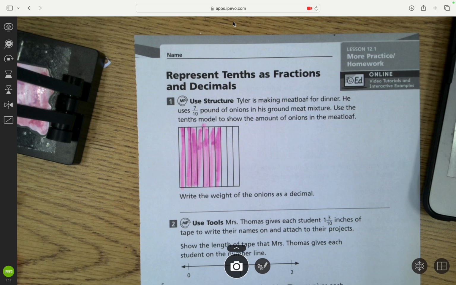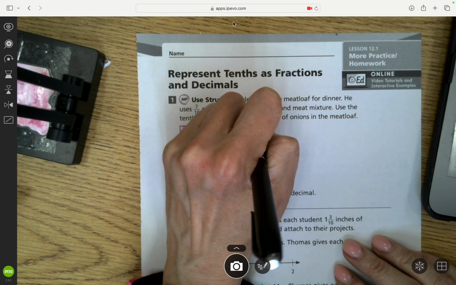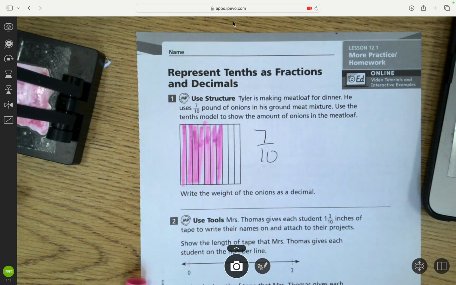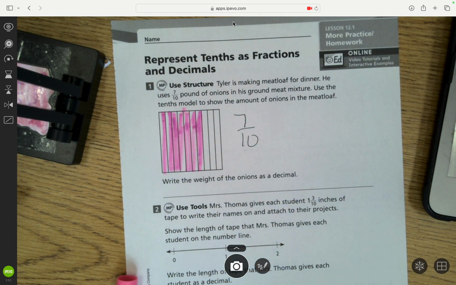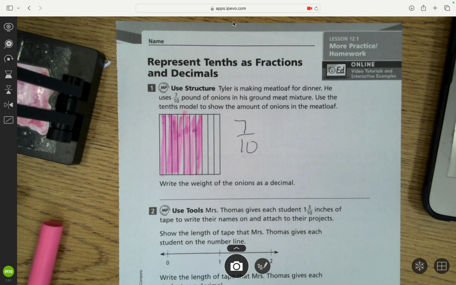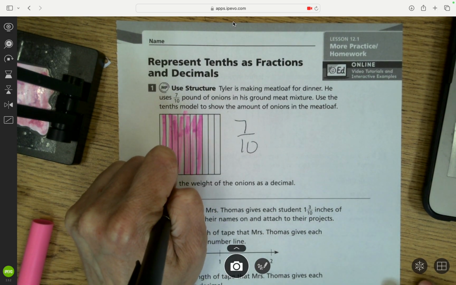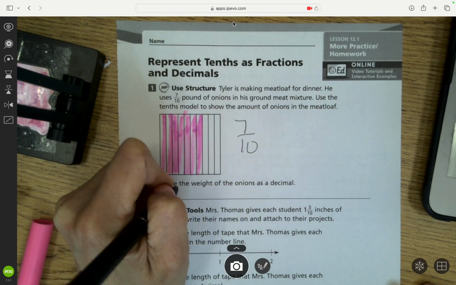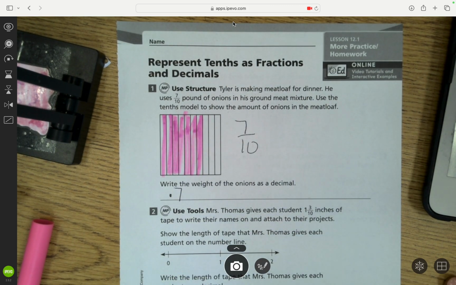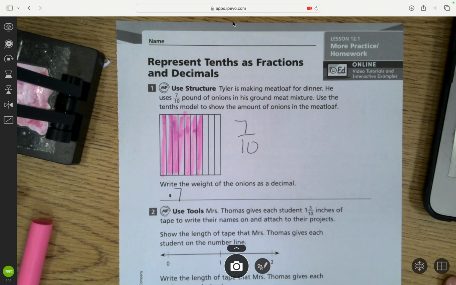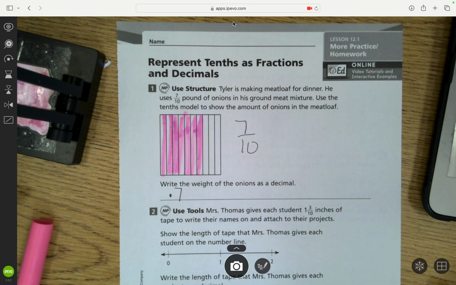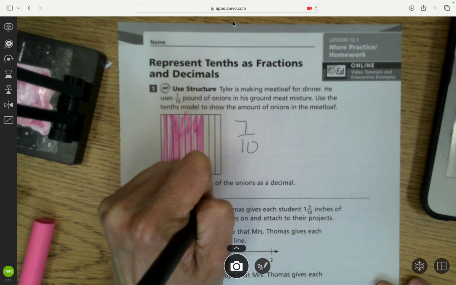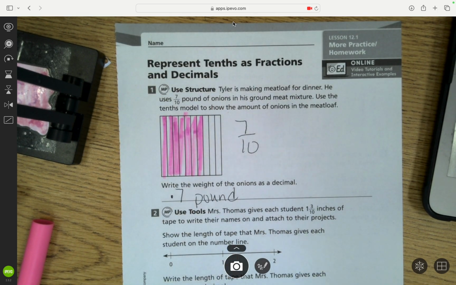Write the weight of the onions as a decimal. How can I write 7/10 as a decimal? I bet you guys already got it. Ready? Point. We want the 7 in the tenths place. 0.7. We can write pound to label our response. Okay.